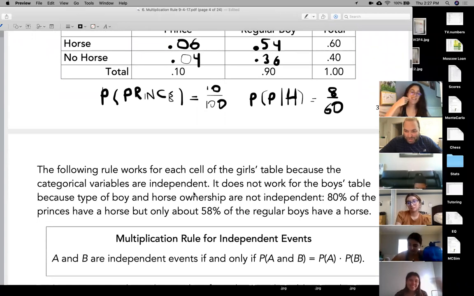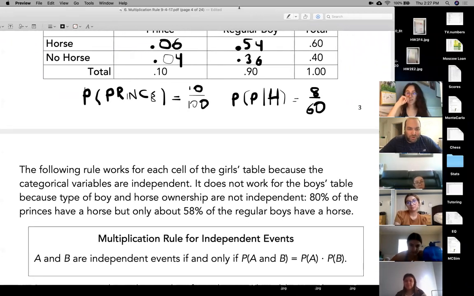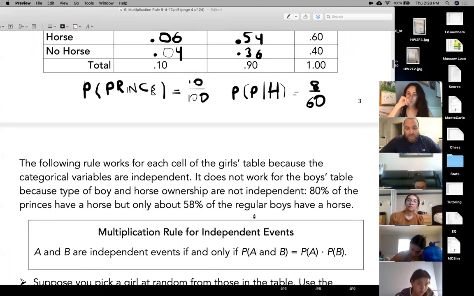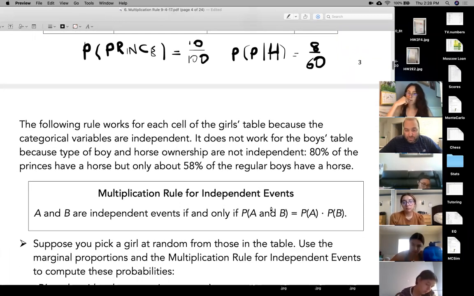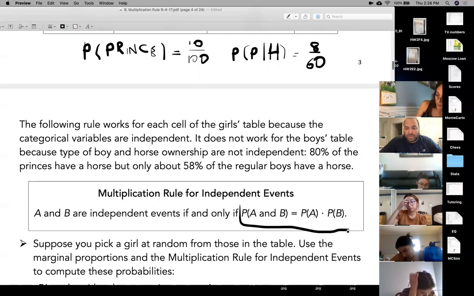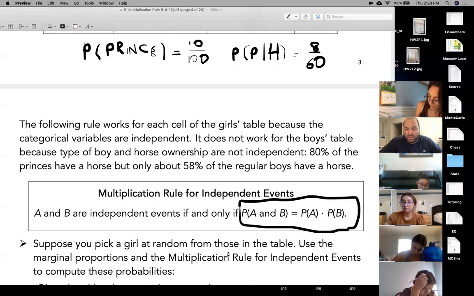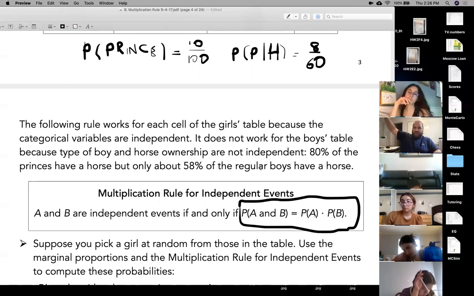Anyways, the following rule works for each cell of the girls' table because the categorical variables are independent. It does not work for the boys' table because type of boy and horse ownership are not independent. So what is the multiplication rule for independent events? A and B are independent events if and only if this formula holds: the probability of A and B is the product of the probability of A times the probability of B. This is why the rule works for the table, because the probability of A is that number in the total on the far right.